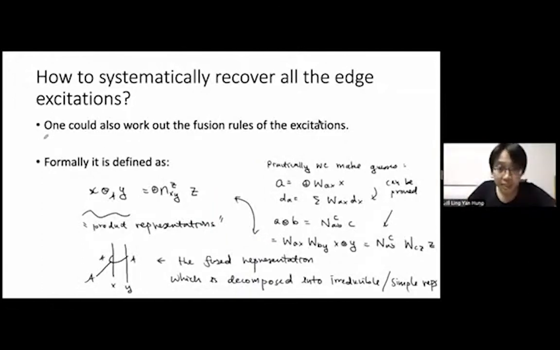So these are just some details. You can also define fusion rules. When I have a product of two representations, in general, it can be decomposed into irreducible representations. And how do I work out this product representation? So when I have two representations, the action of the algebra, you have to use a coproduct to split it so that they act on x and y separately.